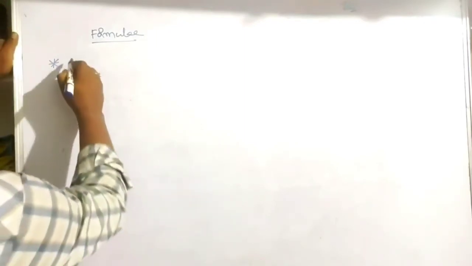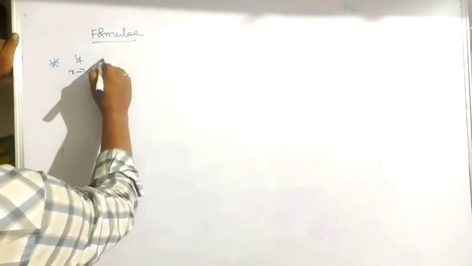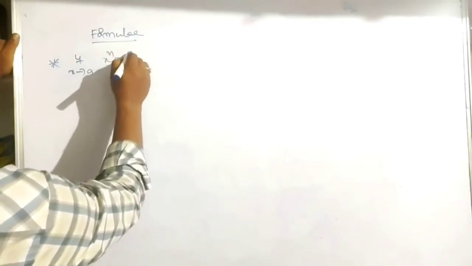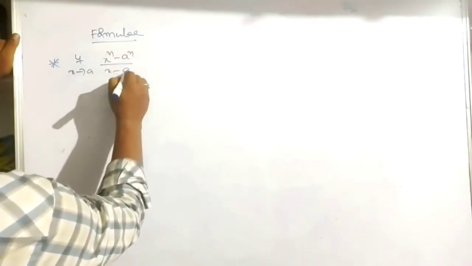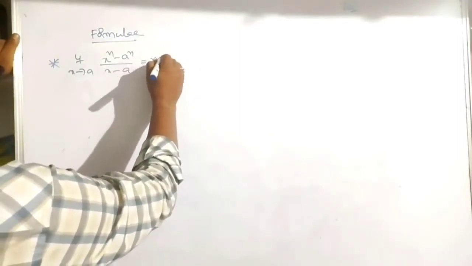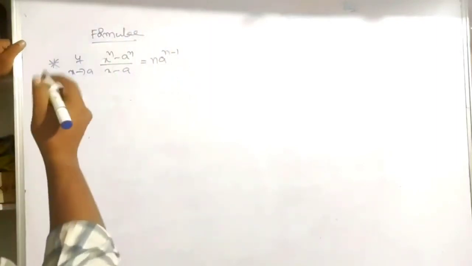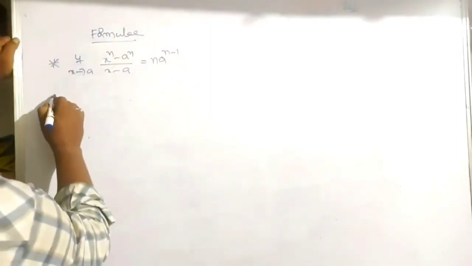So now you have to see some important formulae. The limit as x tends to a of (x^n minus a^n) by (x minus a) is equal to n times a^(n minus 1). This is the formula, so you can use it in the problems.